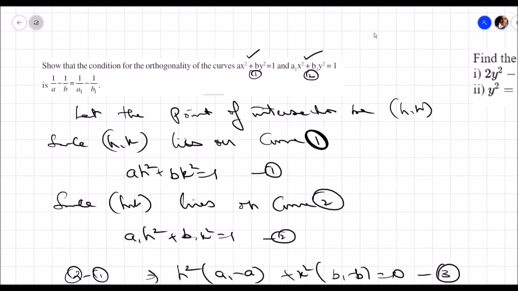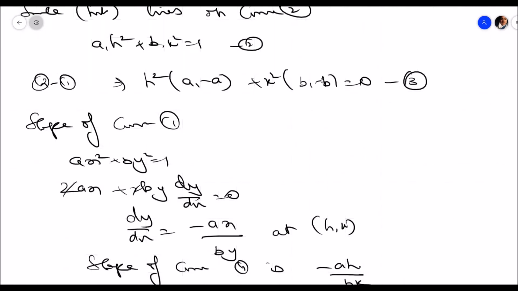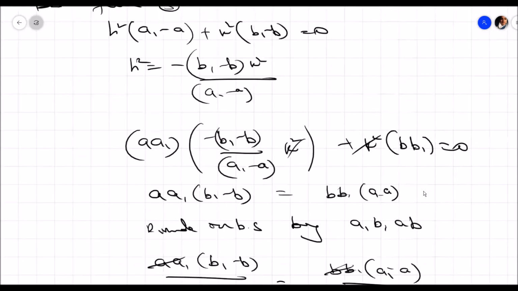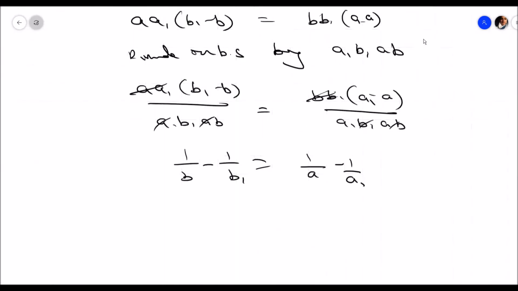1 by A minus 1 by B is equal to 1 by A1 minus 1 by B1. So all you need to do is to rearrange the terms, bring this here and then bring this here. 1 by A minus 1 by B is equal to 1 by A1 minus 1 by B1. Right? That's your final result.